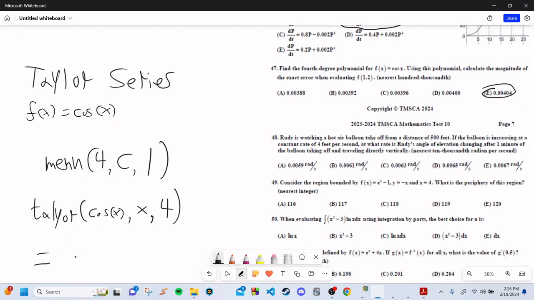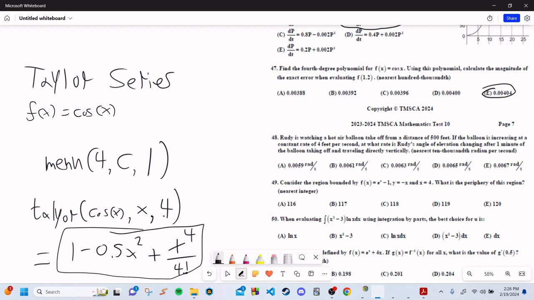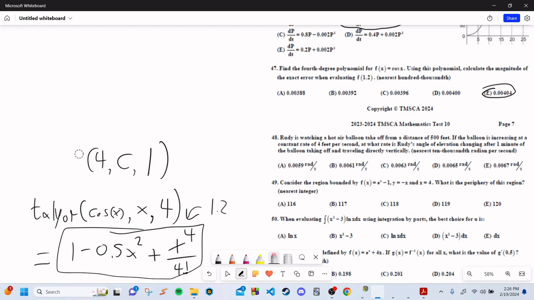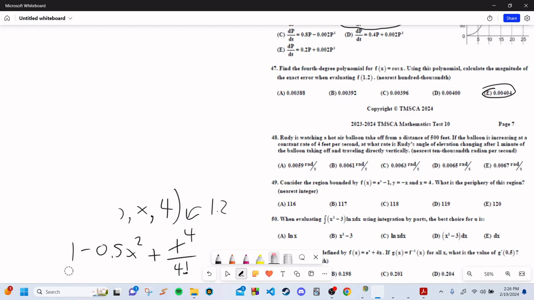After clicking enter, it gives you the expression of your Taylor series approximation. And so then you can take this output, plug in 1.2 into here, subtract it from cos of x, and you'll get the same answer. So I'd probably do this on the test because it's quicker. So yeah, know the calculator shortcut.